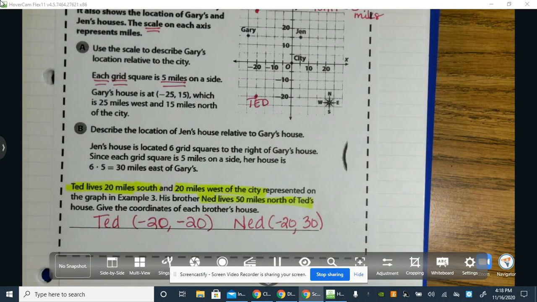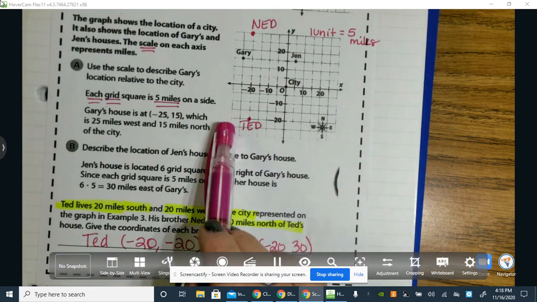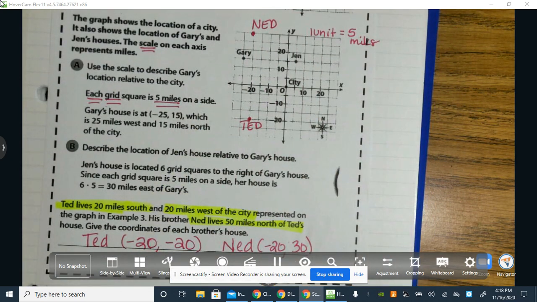So we can say that both brothers live 50 miles apart. We can say that looking at this, Ned lives closer to Gary than Ted. And we can say Ted lives closer to the city than he does his brother. There's lots of things you can say by just looking at this map after we plot our points.